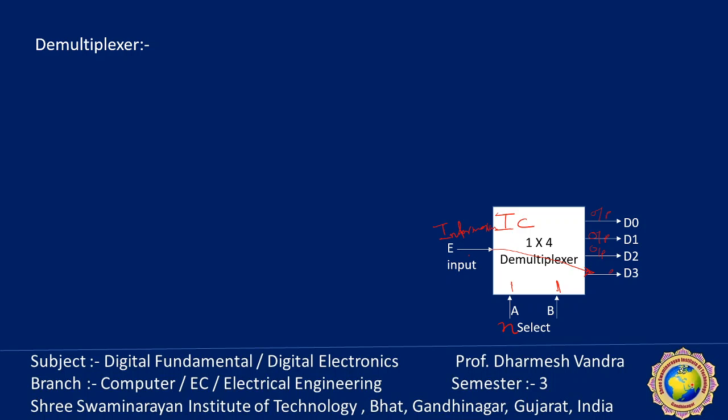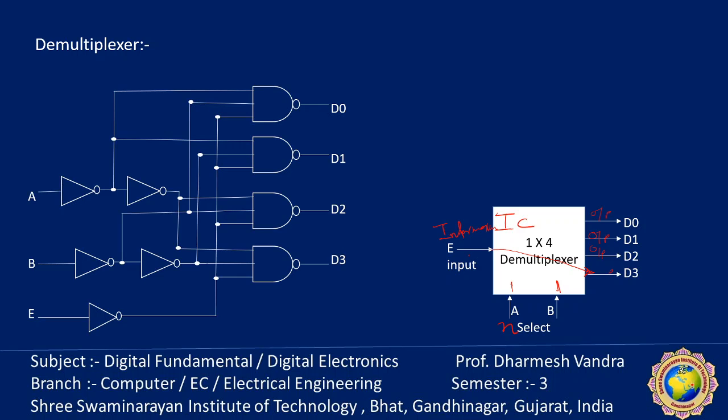The single input variable E has a path to all four outputs, as I have already explained, but the input information is directed to only one of the output lines, specified by the binary value of the two selection lines A and B. And this can be verified from the truth table of the circuit.